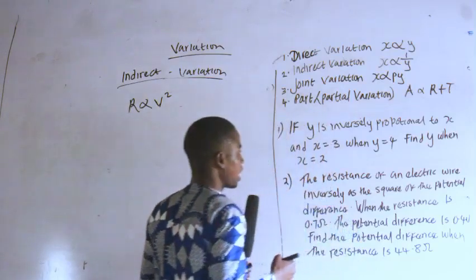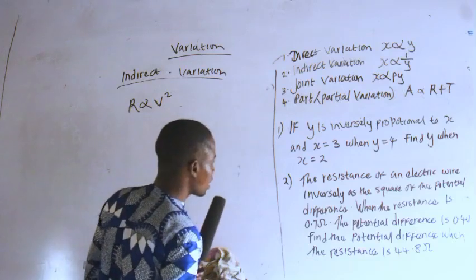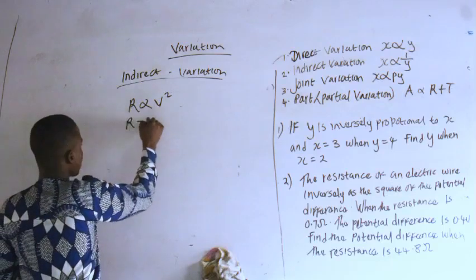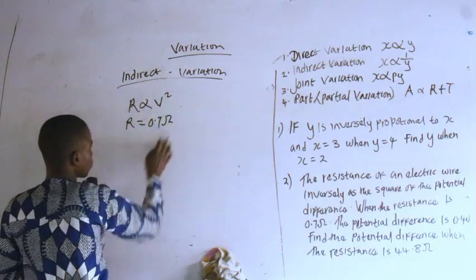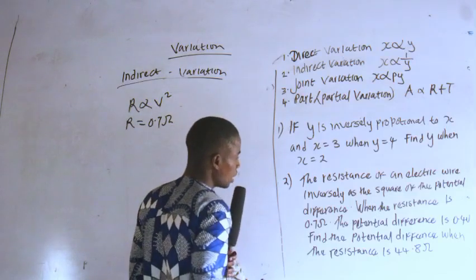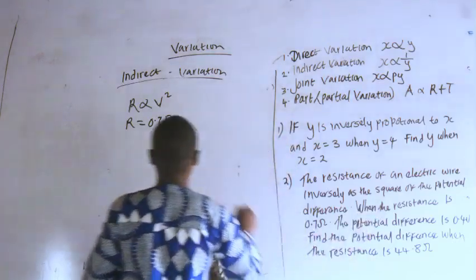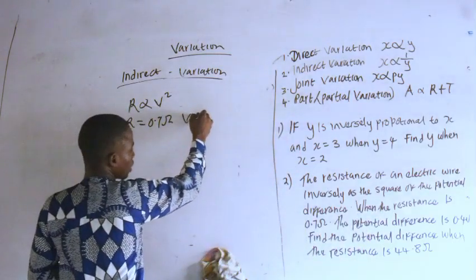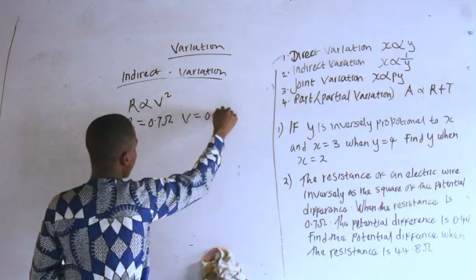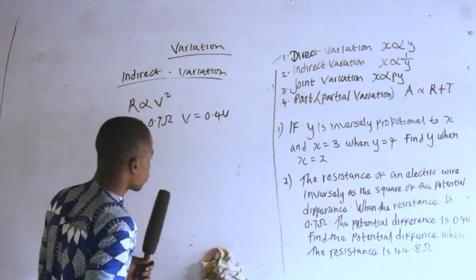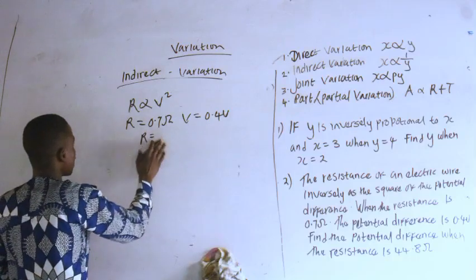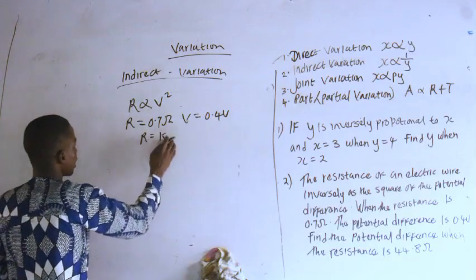When the resistance R is equal to 0.7 ohms, and when the potential difference V is equal to 0.4 volts, we can use this one to find the constant. It will now be R equal to, to find our constant here, equal to K.